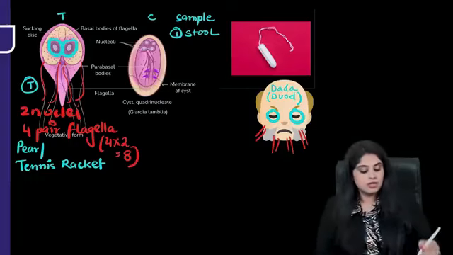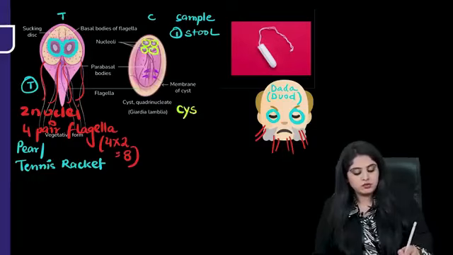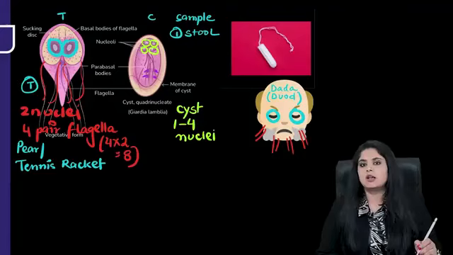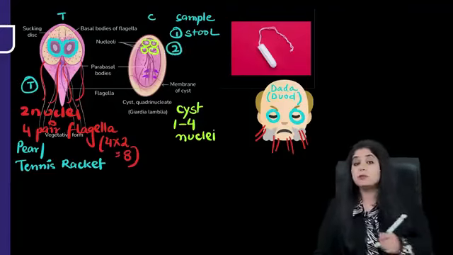That's the trophozoite. When you come to the cyst, how many nuclei do you see? The cyst form is going to have 1 to 4 nuclei, and the cyst never has flagella coming out of it. So where did you see this? You saw it in a stool sample. You say, no, ma'am, in the stool sample, I did not see it.